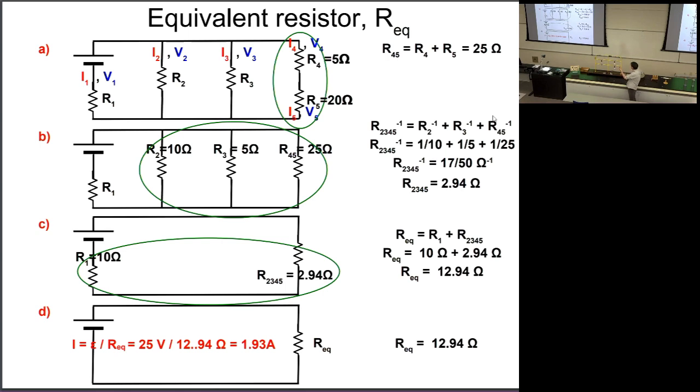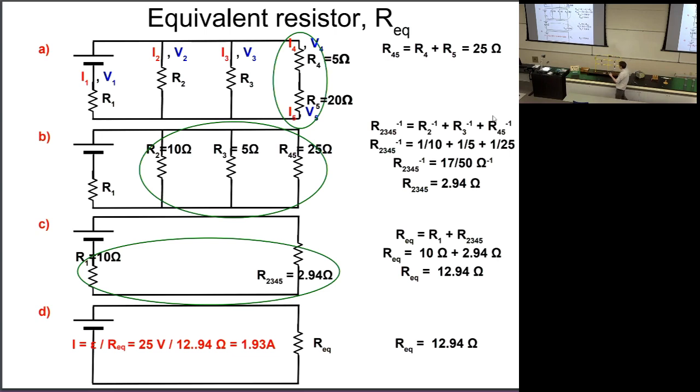This is very awkward notation, but my equivalent resistance is going to be R2345 because ultimately 4 resistors went into this equivalent resistance. Its reciprocal is the sum of the 3 reciprocals of these 3 individual resistors. So it's R2, R3, and then this R45 equivalent resistance. Yeah? Why is R1 not considered?